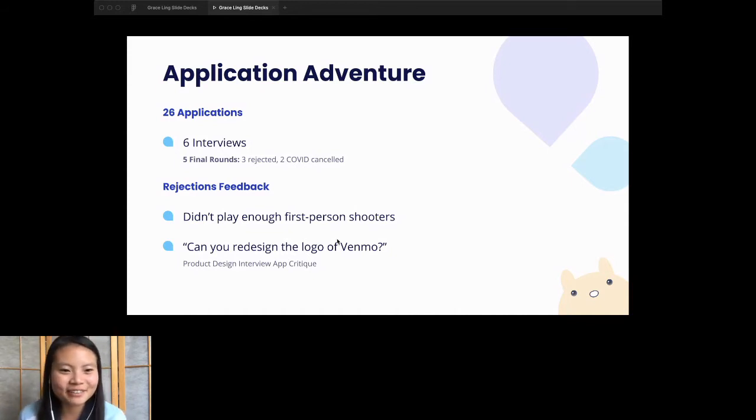I actually got to the final round for the Facebook product design internship back in January, my first ever internship interview, which was crazy to me. The question I got asked was, can you redesign the logo of Venmo during the product design app critique? The mistake I made was I said the first answer that came to my mind, which is, oh, I have two people shaking hands because they're exchanging money, and it's less friction to ask people for money. And I just rambled on and on.